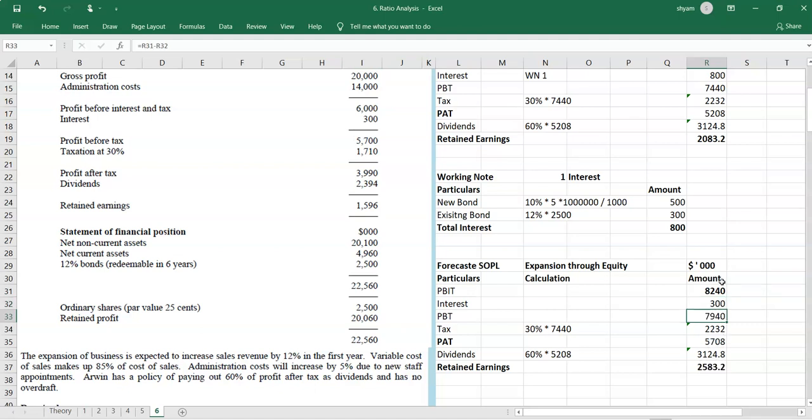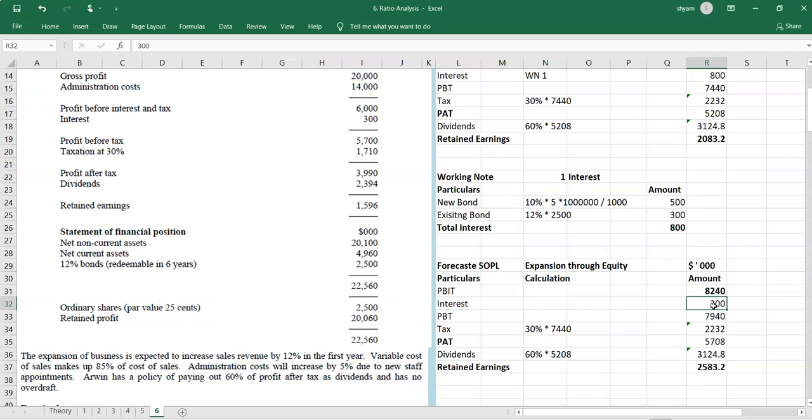So actually your answer, will it change? Okay, see, this answer and this answer will not be the same, because here there is increased sales, increased admin cost, increased variable cost, so the profit will be different. So we can't use the earlier number, we have to calculate it. Okay, so we have calculated it. Up to PBIT we have already calculated it above. This interest alone is the small change that we have made.